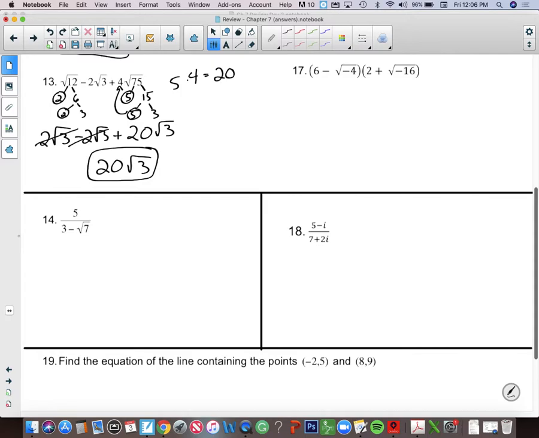Okay? 17, we are foiling radicals. So remember, we simplify first. So we got square root of negative 4 and square root of negative 16. Those are going to turn into i's. So 6 minus, that'll be a 2i.